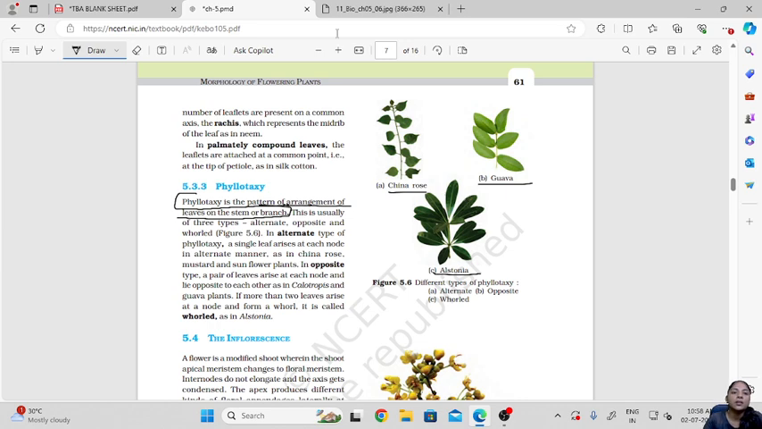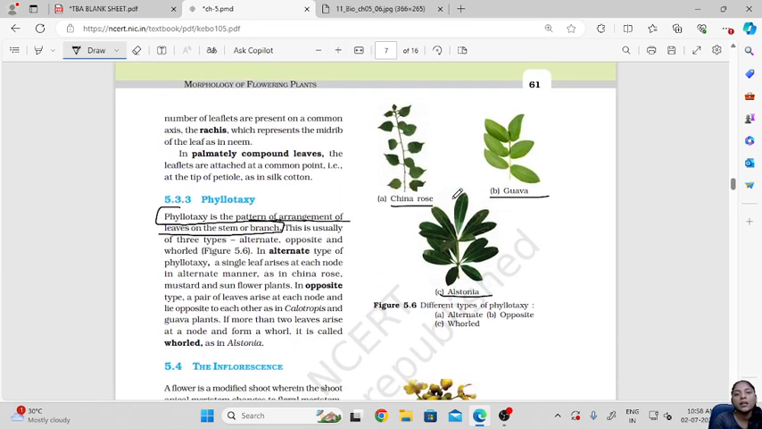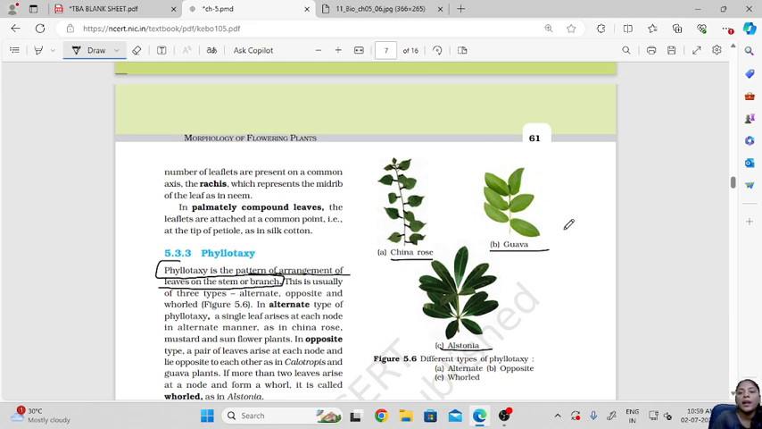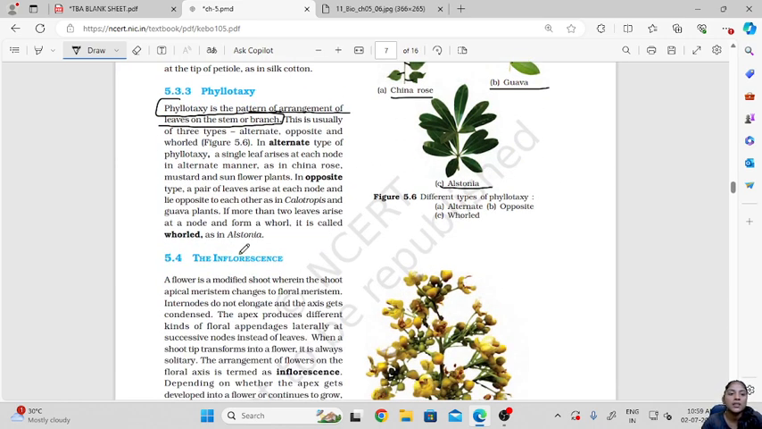In alternate phyllotaxy, as we can see here, the leaves are arranged alternately on the branch. A single leaf arises at each node in an alternate manner. So this is the alternate phyllotaxy. Then we have opposite. In opposite type, a pair of leaves arises at each node and lies opposite to each other. As we can see, the example is guava, and at a single node two leaves arise in opposite directions. So this is the opposite type of phyllotaxy.